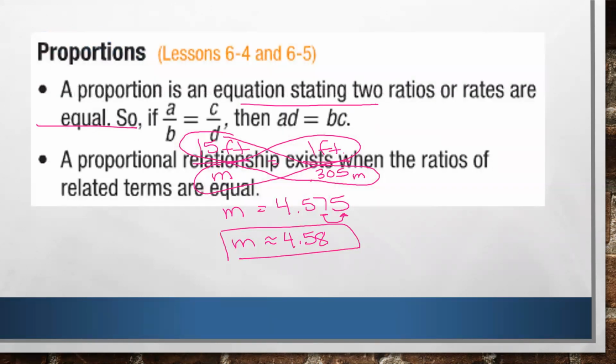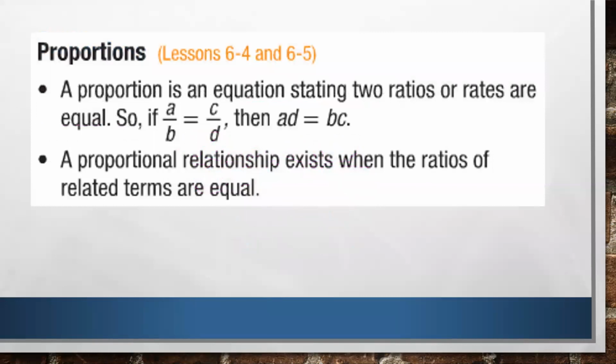All right, let's look at the next problem. Next set of problems is about proportions. So a proportion is an equation stating two ratios or rates are equal. So if A over B is equal to C over D, then if you multiply A times D, it's going to equal B times C. Okay. A proportional relationship exists when the ratios of related terms are equal. Okay.